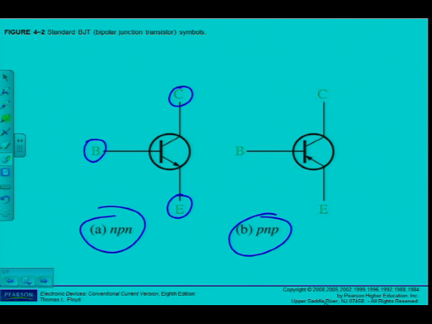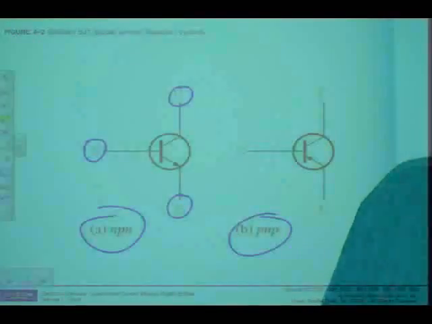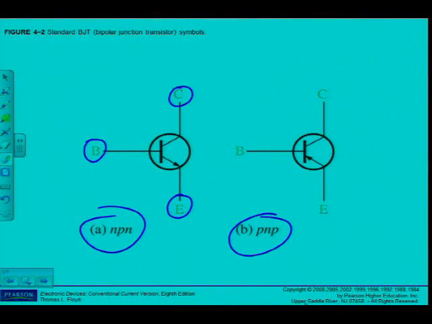Alright, remember how to use this book. Each section that we do, you have to read through and do the checkup questions at the end of each section, just to test yourself. All right? Let's carry on with the next section. It's the basic BJT operation.